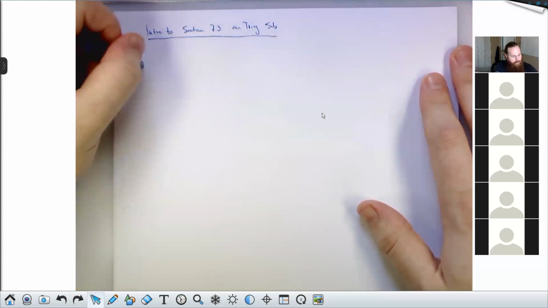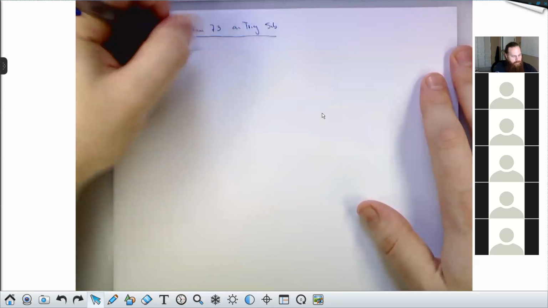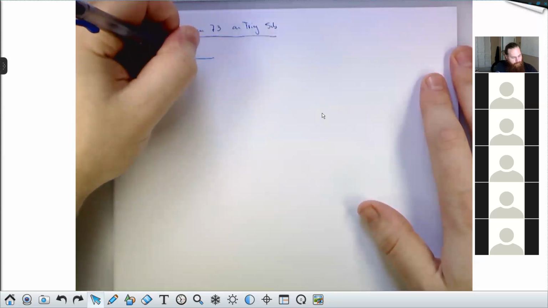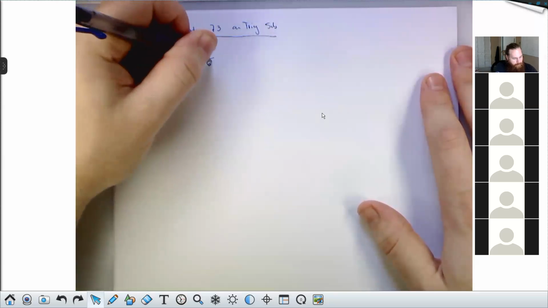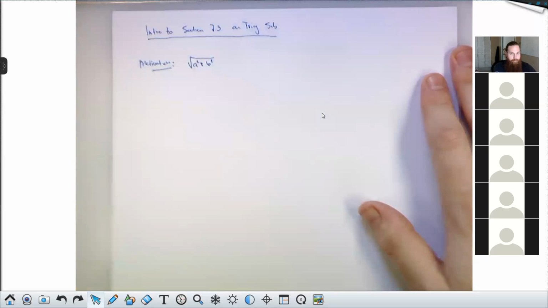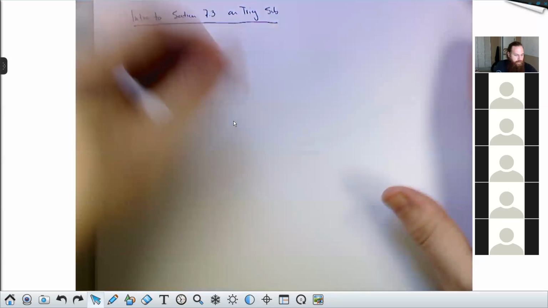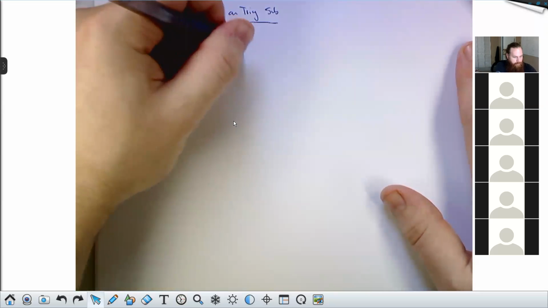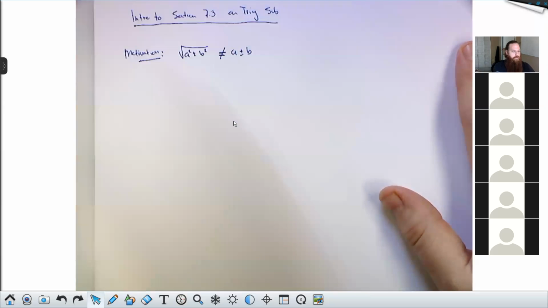The motivation here is that the square root of a plus or minus b, let's say a squared plus or minus b squared, cannot be simplified as a plus or minus b. This literally never works.